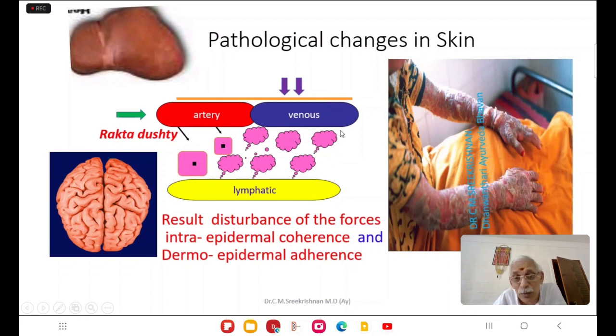Due to that, in the skin, when more and more cell death is happening, the epidermis will be damaged. And the same happens with external bacterial infection. Here, instead of external pathological changes like kshata, bacteria, virus, etc., this is called reverse. Here it is starting, and then nija comes. Why this? The resultant disturbance of the forces, intraepidermal coherence and dermoepidermal adherence. These are the two forces by which the skin intactness is kept normal. So due to mithyahara vihara, or improper lifestyle, this is happening.